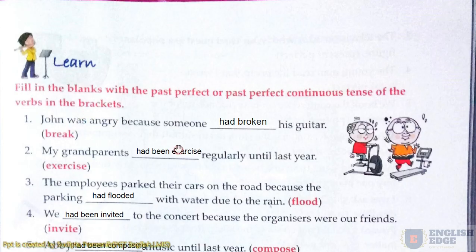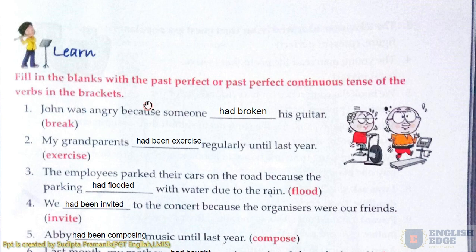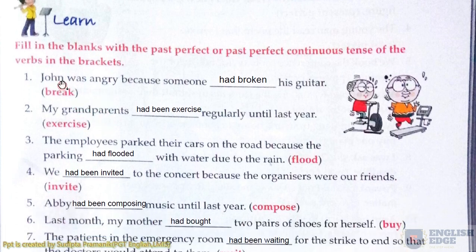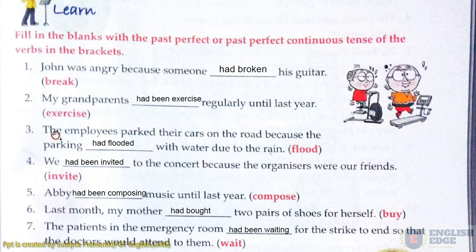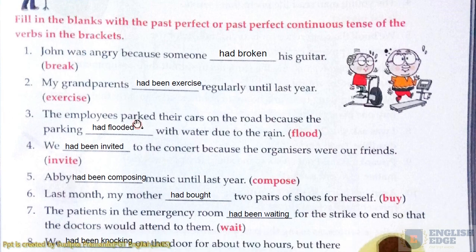So now go to the lesson. Okay, here fill in the blanks with the past perfect or past perfect continuous tense of the verb in the bracket. Here, John was angry because someone had broken his guitar. Okay, now my grandparents had been exercising regularly until last year. So here exercise is the main verb.